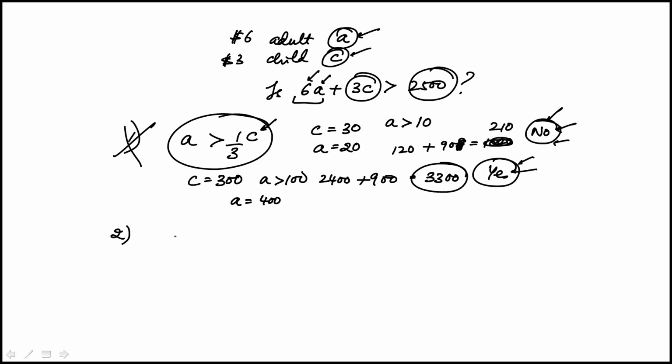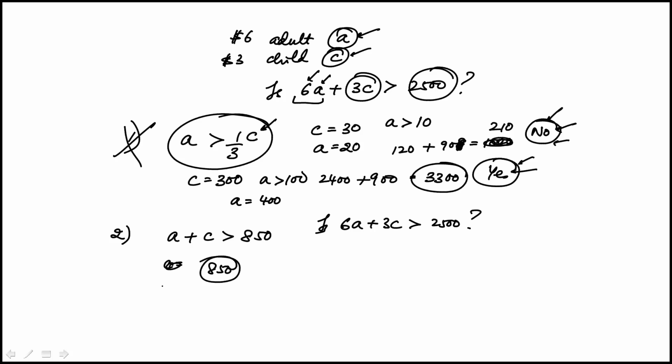2 says the total number of adult and children tickets sold was greater than 850. So that's the question. If we know that, can we answer it? So this means that the least number, let's say C is 0. I mean, we know it's not 0, but the least value for C is 850, and that also goes for A, 850 if C was 0. So if A is 0, my revenue would be at least greater than that.